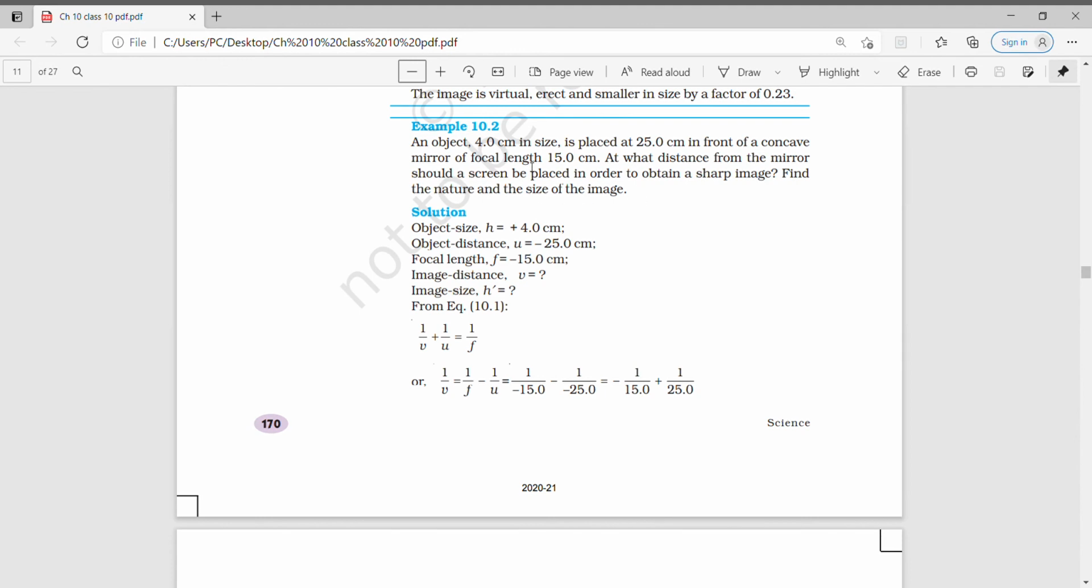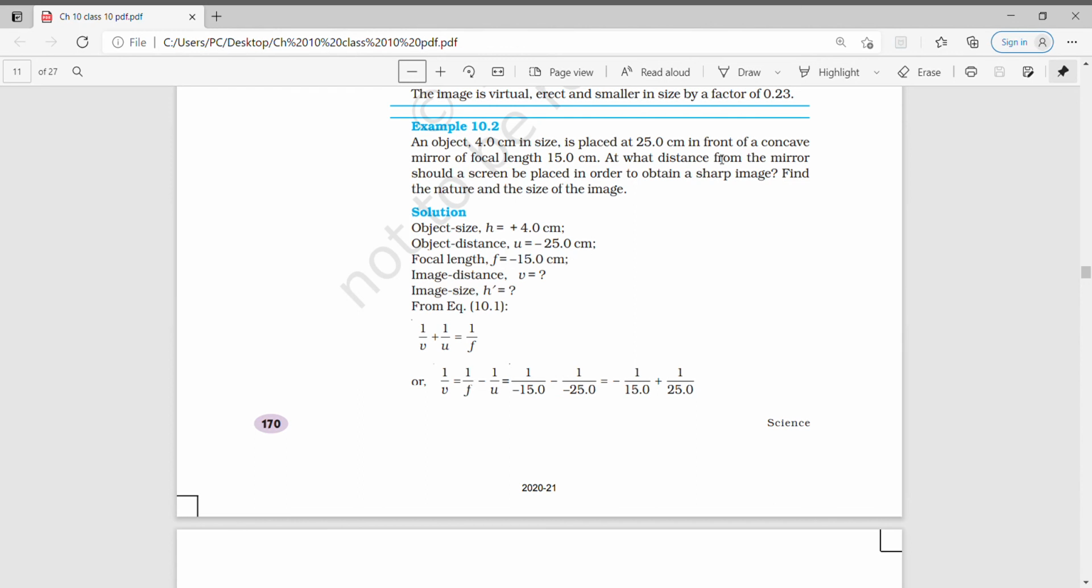So the object is 4 centimeter in size. It means the height of the object is 4 centimeter and the height of the object is always positive. So that is why h is plus 4 centimeter. Then the next thing given to us is that the object is placed 25 centimeter in front of the concave mirror. So u will be minus 25, object distance u minus 25.